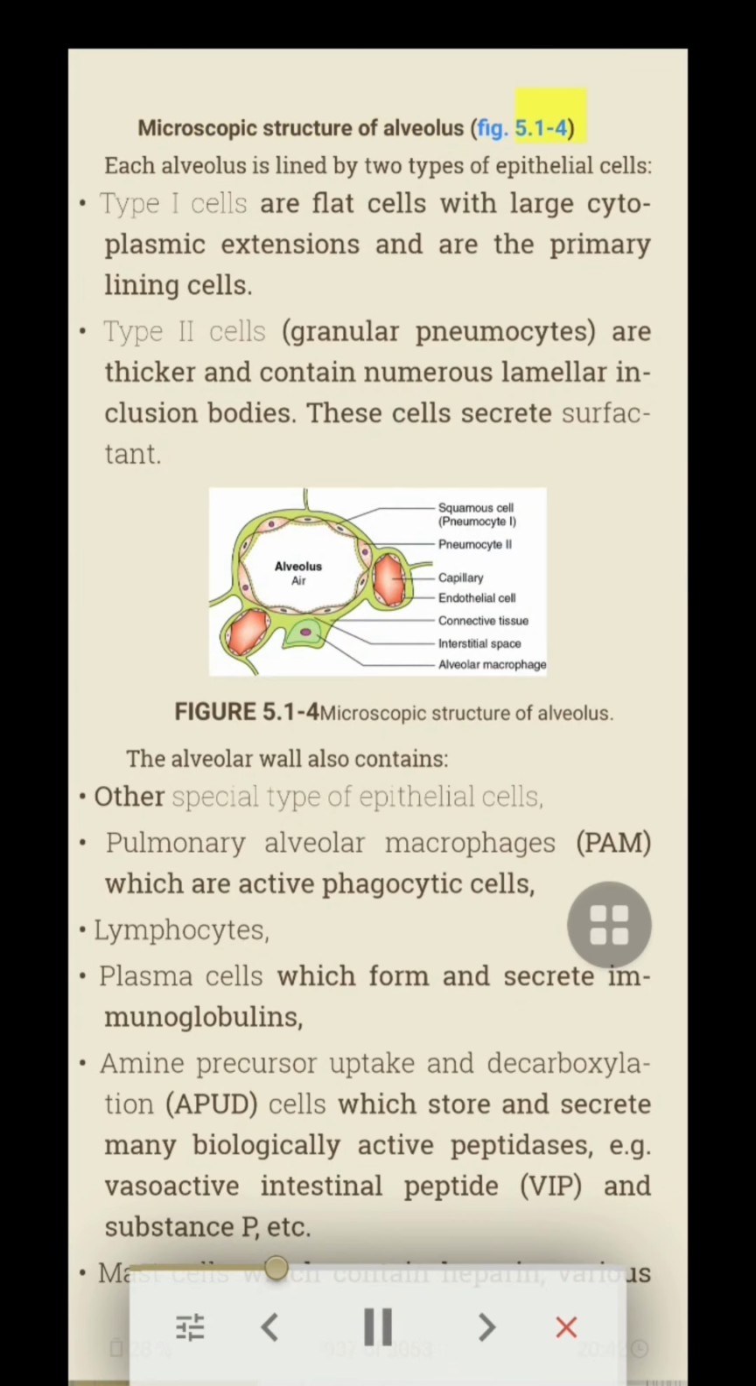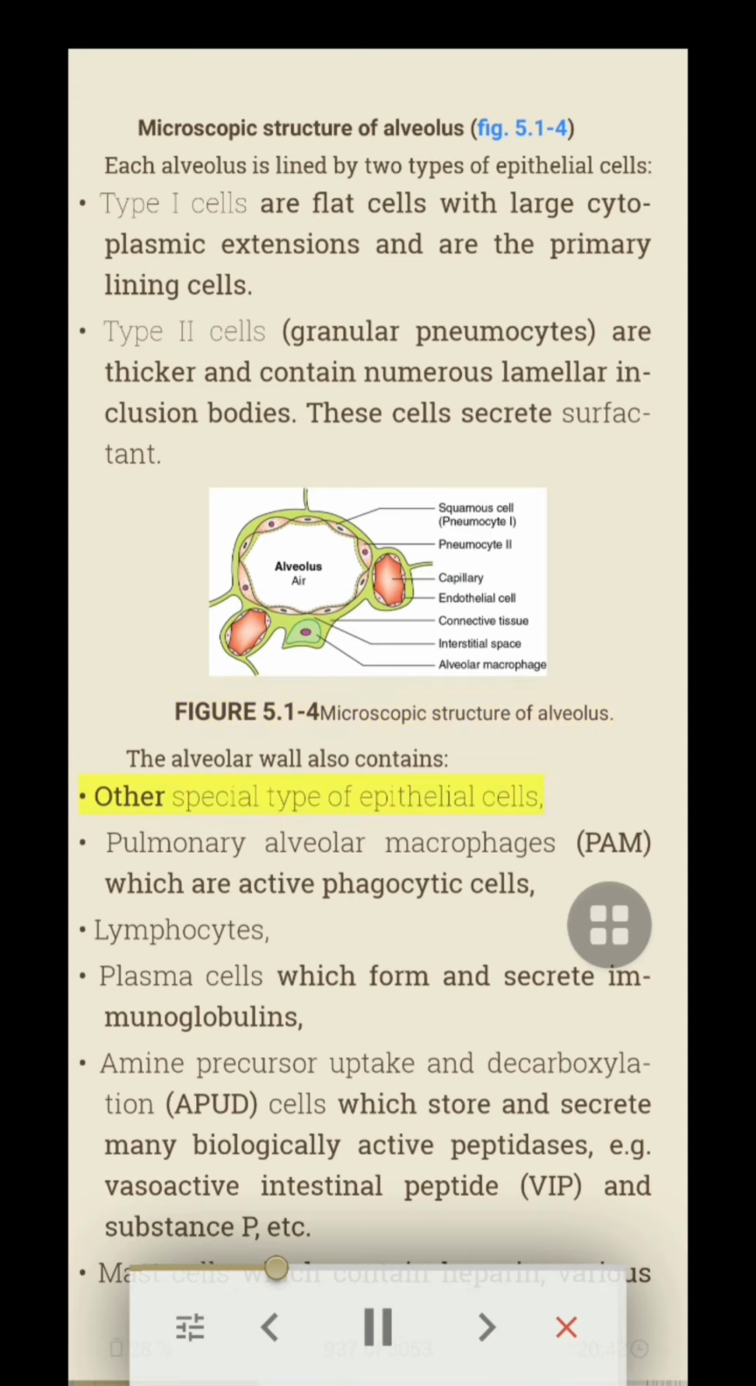Microscopic structure of alveolus, Fig. 5.1-4. Each alveolus is lined by 2 types of epithelial cells. Type 1 cells are flat cells with large cytoplasmic extensions and are the primary lining cells. Type 2 cells, granular pneumocytes, are thicker and contain numerous lamellar inclusion bodies. These cells secrete surfactant. Figure 5.1-4: microscopic structure of alveolus.